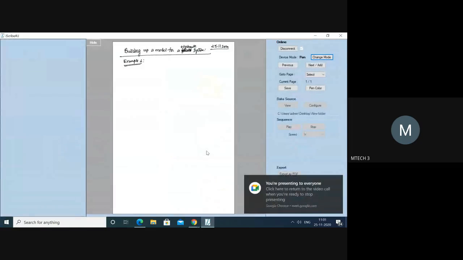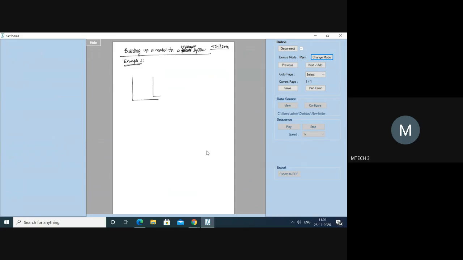Okay, right. So please note down this diagram now. Note down this diagram. Okay, noted down.